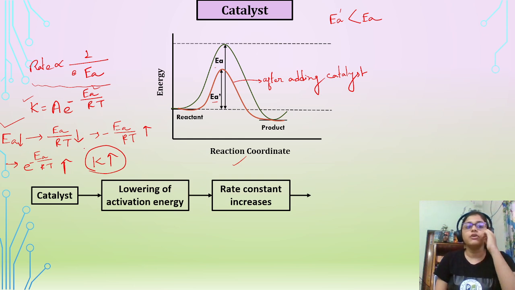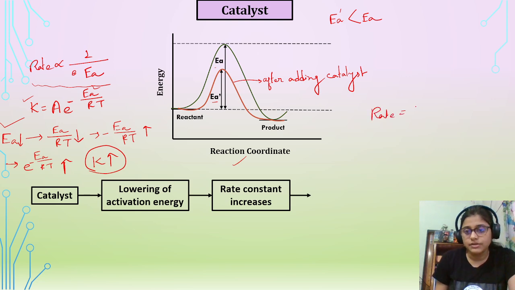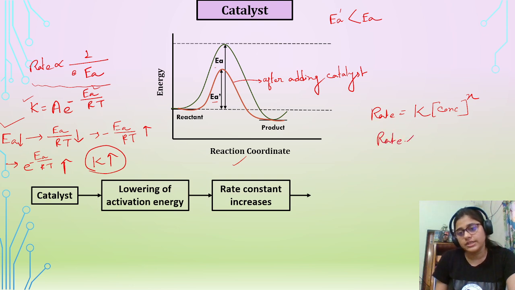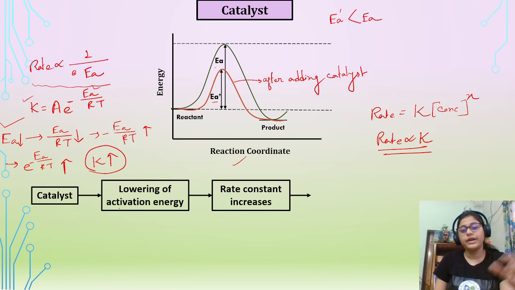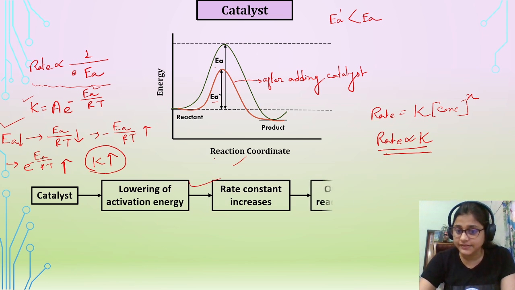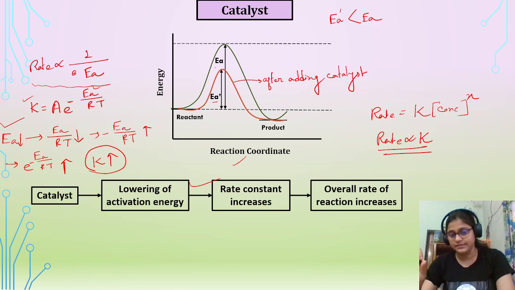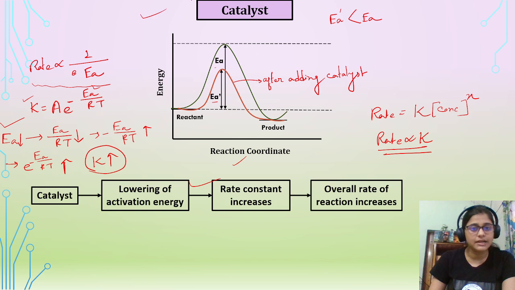And how does the rate constant affect the rate? We know rate is the rate constant times the concentration of reactant to the power of the order, where x is, let's say, the order of the reaction. So rate is proportional to the rate constant, right? So after addition of a catalyst, lowering of activation energy happens, the rate constant increases, and when the rate constant increases, the overall rate of reaction will increase. Fine, we have understood the effect of a catalyst now.